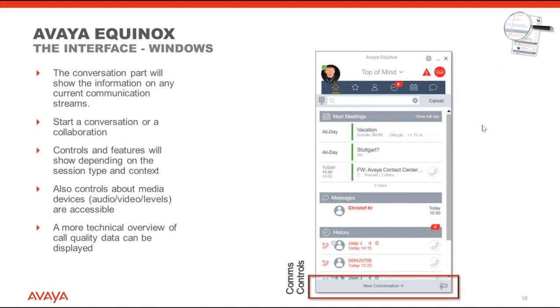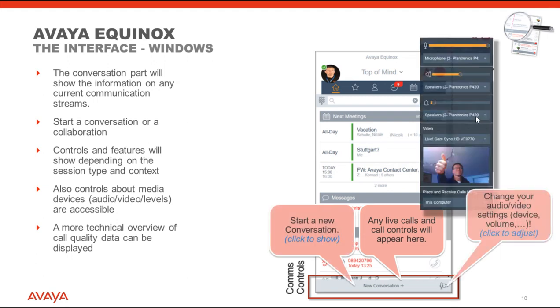The lower part, the communication controls, will appear and disappear depending on your situation. If you're on a call or in a conference, the controls and features will be made available to you always in a very effective and user-friendly format. Also, the controls for your devices. That means for speakers, webcams, and microphones are available out of these communication controls.